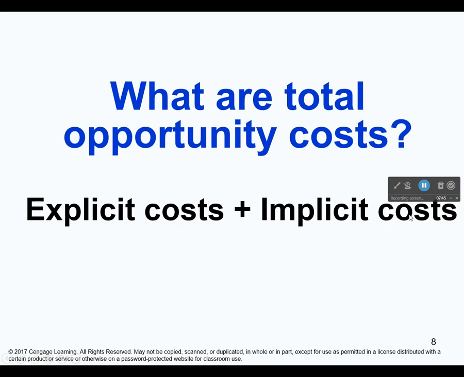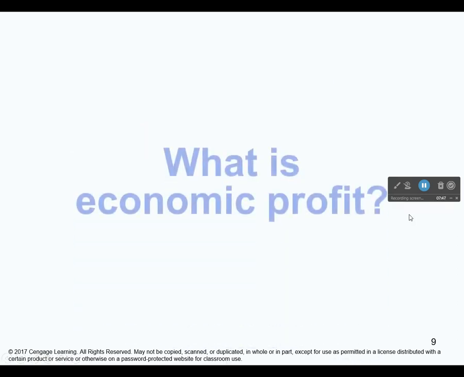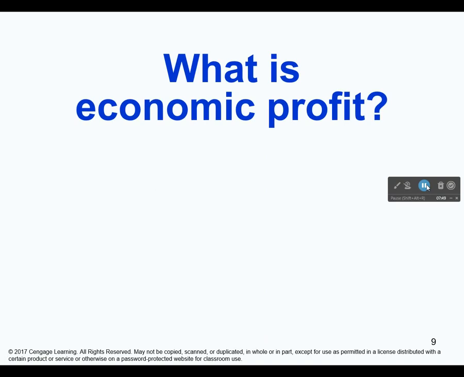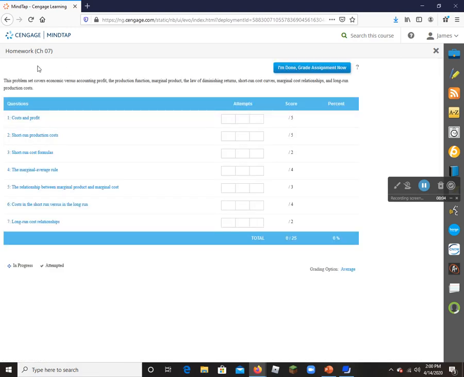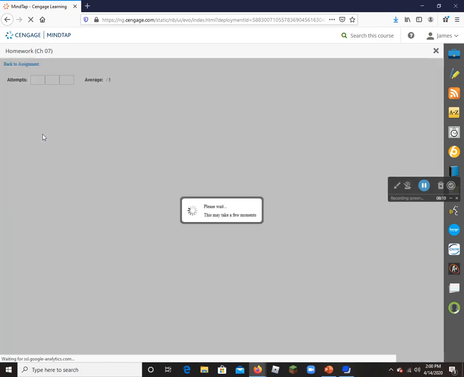So now we're going to go to the Apply assignment. So here we go. Oops, I got the wrong one. Let me go back. We're going to start with the first assignment. Here's the Apply. This is homework, chapter 7, the Apply assignment. Okay, here's cost and profit.